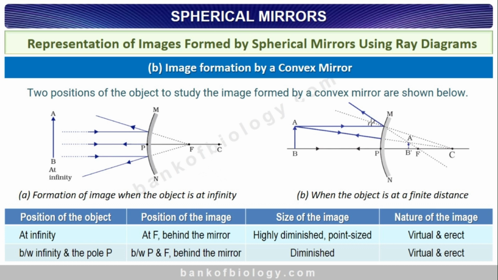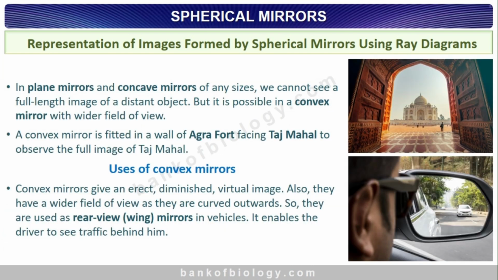Image formation by a convex mirror. Two positions of the object to study the image formed by a convex mirror are shown below. When the object is at infinity, the image will be at the focus behind the mirror, highly diminished, point size, virtual and erect. If the object is between infinity and the pole, the image will be between the pole and focus behind the mirror. The size will be diminished, and the nature will be virtual and erect.